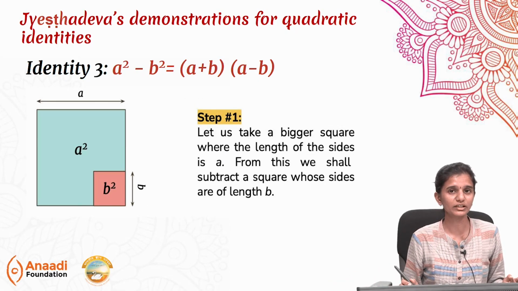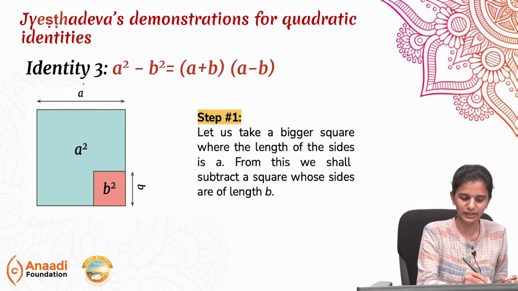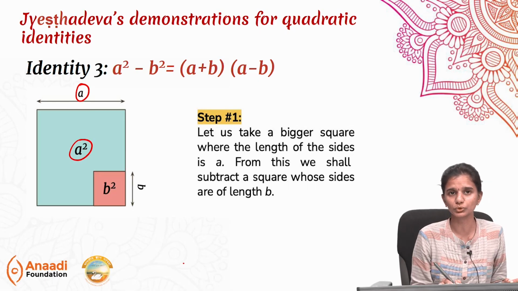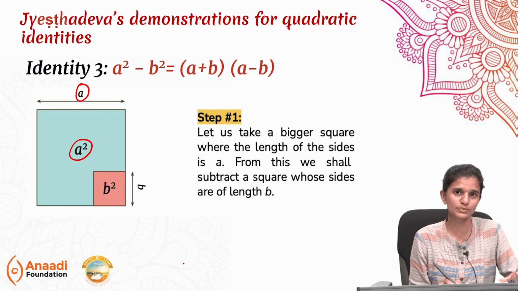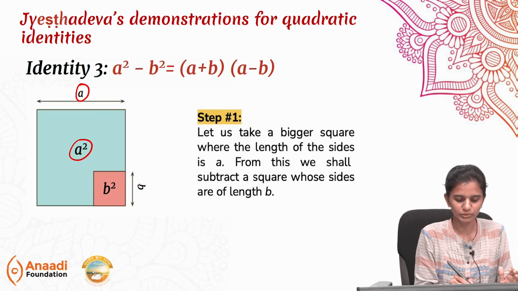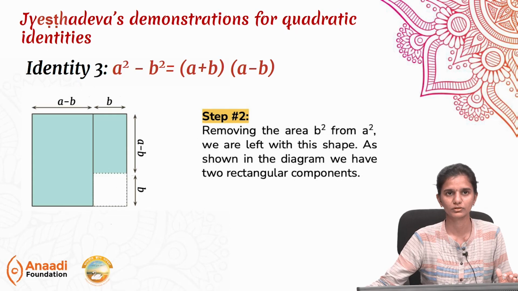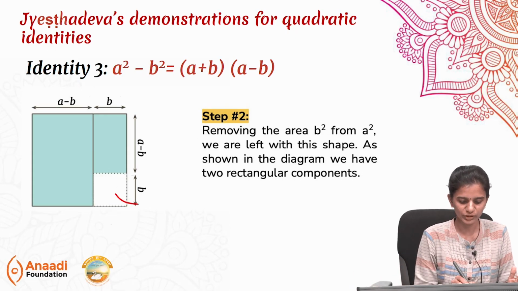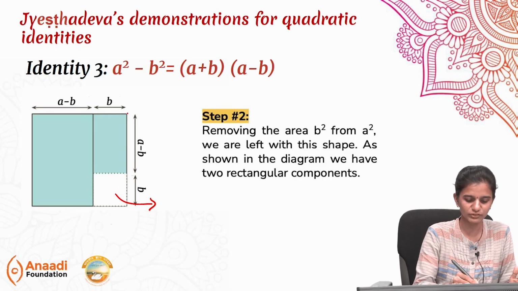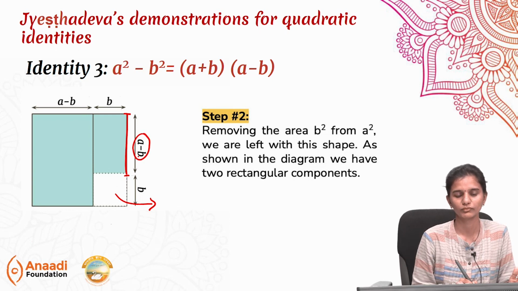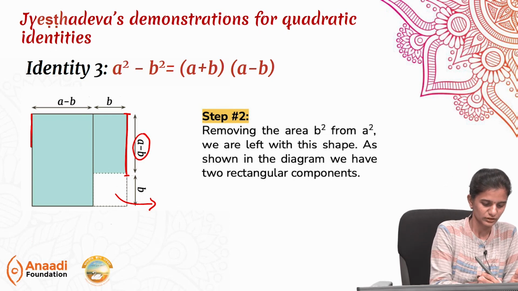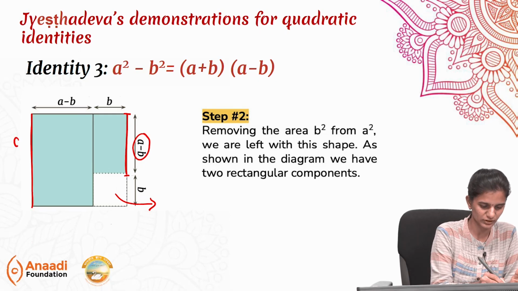For this, we are taking a square which is of length A, so that the area of the square would be A square. And then we are going to subtract a square from this bigger square, whose length would be B. So, we are going to take away a square which would have an area B square. Now that this B square being gone, we have the length of this rectangle to be A minus B. And anyway, the side of this rectangle is A.